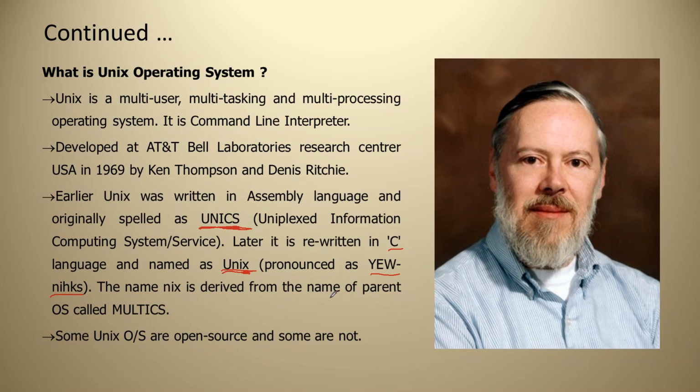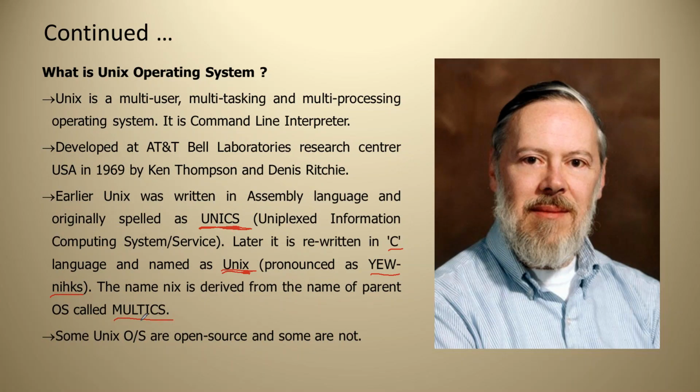The name Nix is derived from the name of the parent OS called Multics. Okay, so why did they give this name? The Nix was available in an earlier operating system. So before this Unix also, one operating system was there, which is the parent operating system of Unix. The name was Multics. So the name Nix is derived from the name of the parent OS called Multics. So Multics also relates to some meaning. Multics means some hardware related, software related activity.